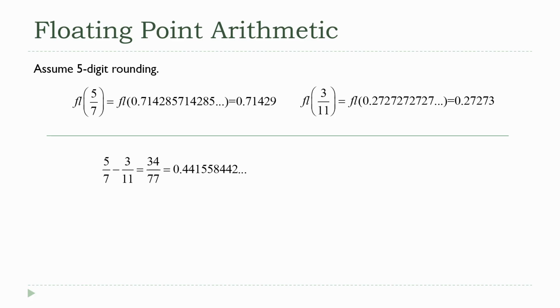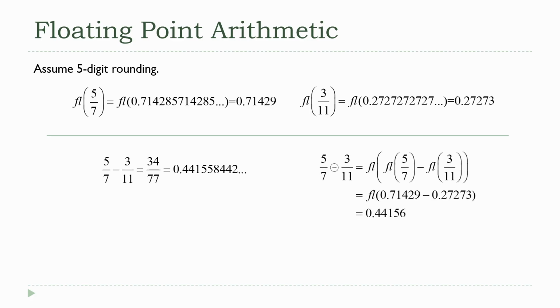Okay, now with that in mind, let's come over here and do the floating point version. To do the floating point version, I start by taking the 5-digit rounded values of 5/7 and 3/11. That's the second line here. I do the subtraction and then do the 5-digit rounding version of that number. And this is where I end up. Okay, 0.44156.